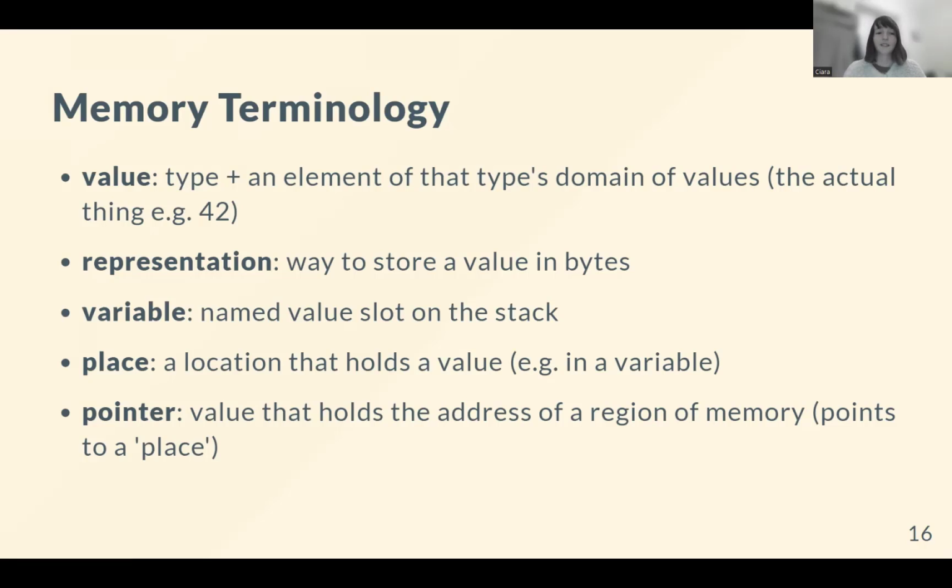A variable is the named value slot on the stack. So we say we're declaring a variable, that's the named value slot on the stack where we might put that value. Place is a location that holds that value. So for example, a variable is an example of that, but it could also be something on the heap. And a pointer is a value that holds the address of a region of memory. So it points to a place, and then that place might have a value in it.